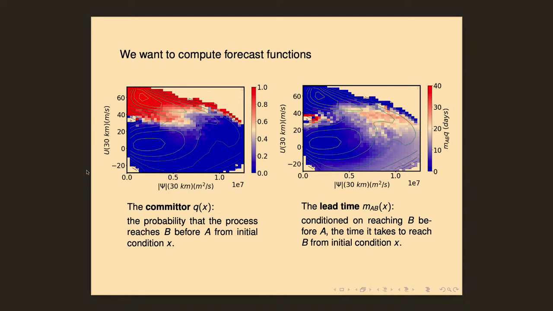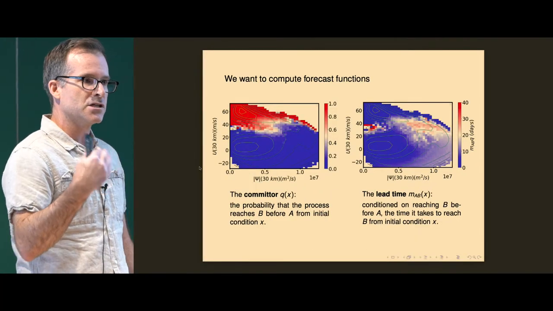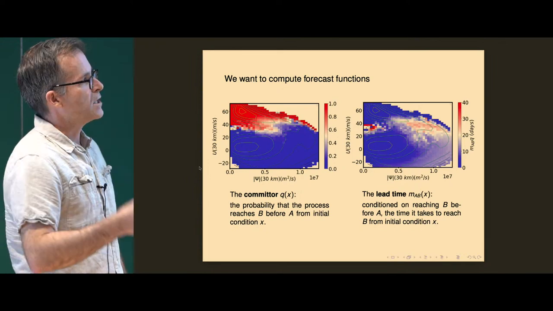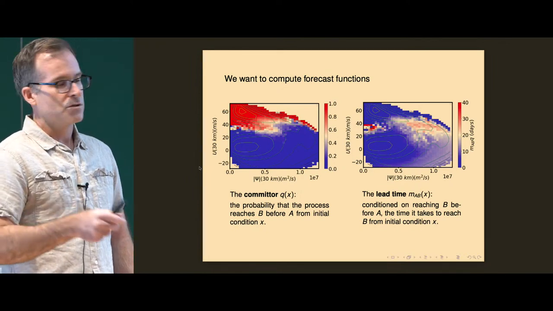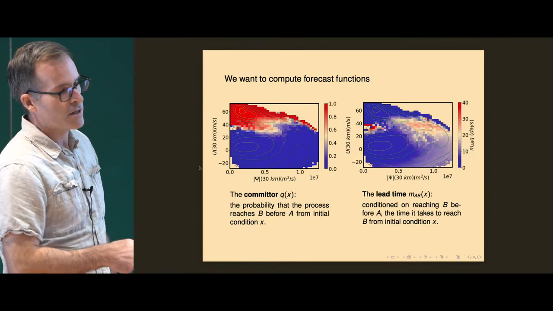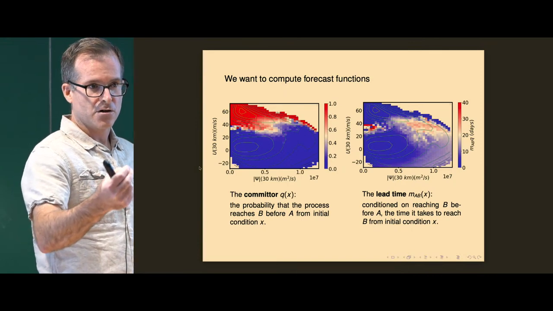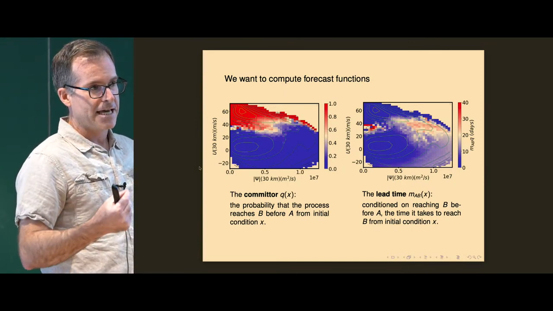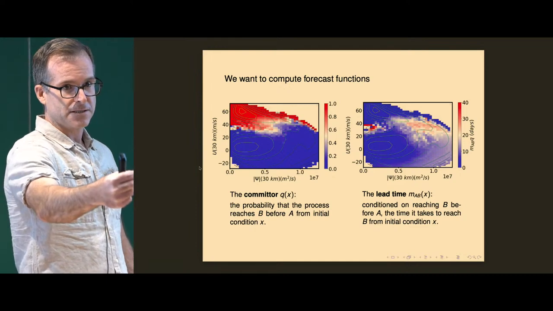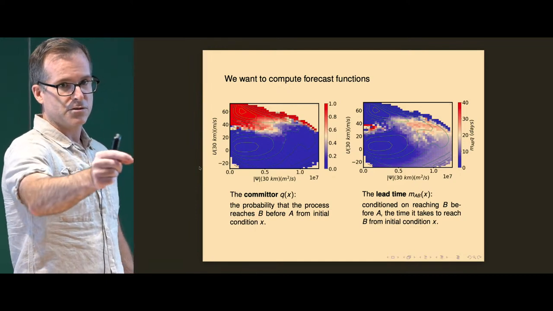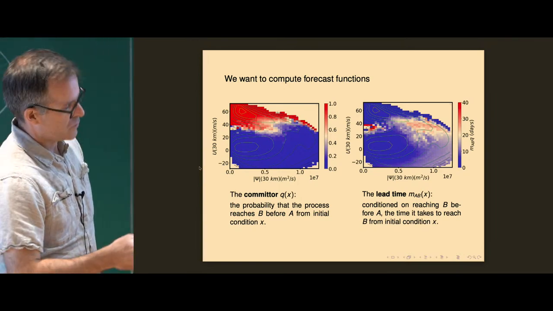Another one that we look at in the context of SSW is the lead time. Starting again from a point X, conditioned on going to B next, so conditioned on the event going to happen, what's the time it takes to happen? That's a much smaller number than the return time to the event, the expected time for the next occurrence of the event, because that involves returning to A, staying at A for a while, and then eventually going to B. Instead, I want to condition on going straight to B.